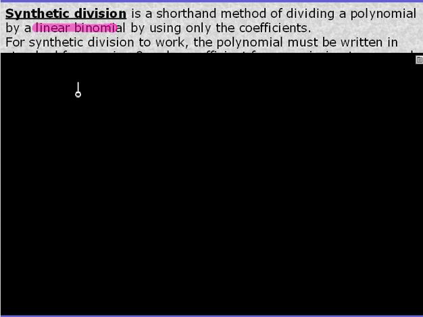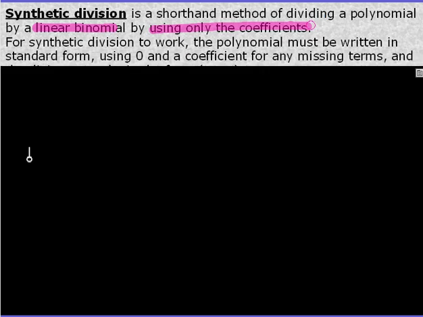So we use the coefficients, as it says here, by using only the coefficients of the polynomials. For synthetic division to work, the polynomial must be written in standard form using a 0 as the coefficient for any missing terms. So again, you're going to fill in missing terms, else it won't work out correctly.